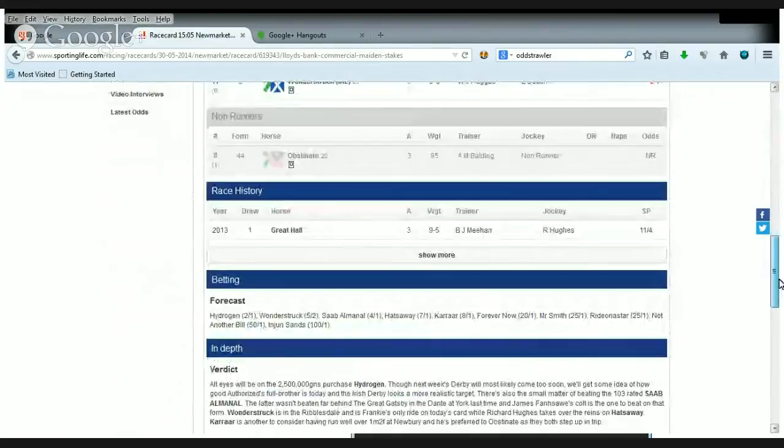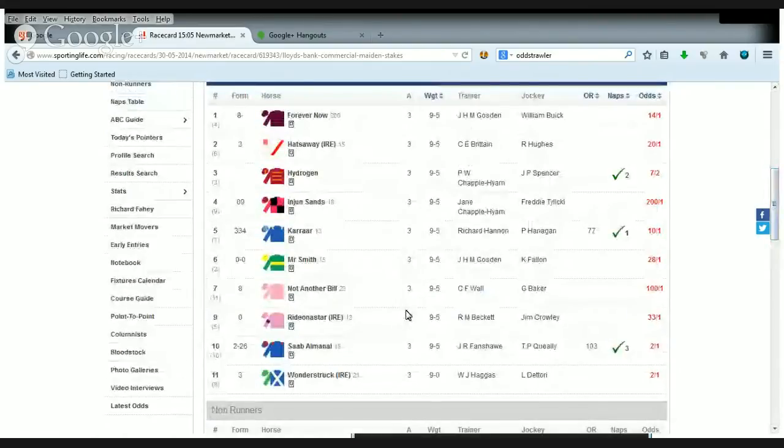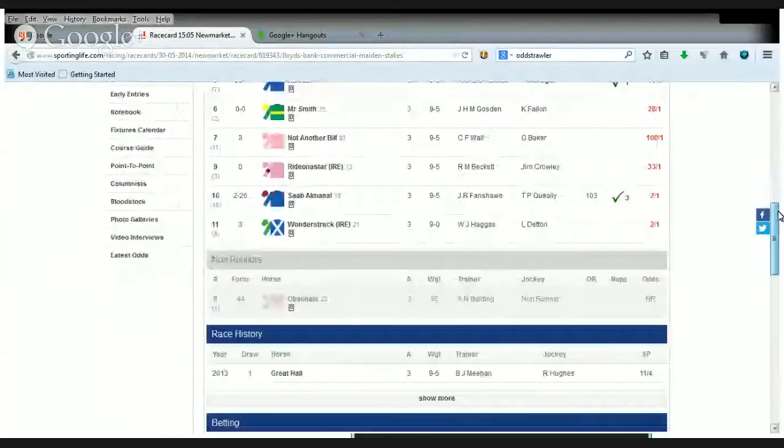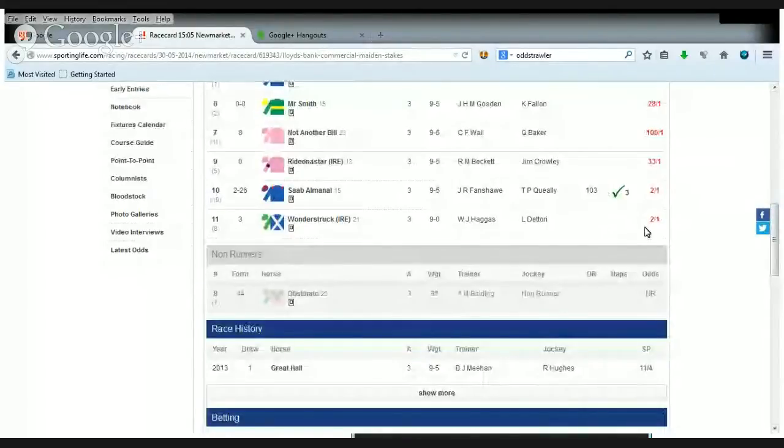Forecast. Okay, non-runner, so it's not that one. So there's 1, 2, 3. So we're looking at Wonderstruck. Sab Aman. So Wonderstruck, 2-1, Auditory on it. Oof. And here we are. Well, that's right. 2-1, 2-1.